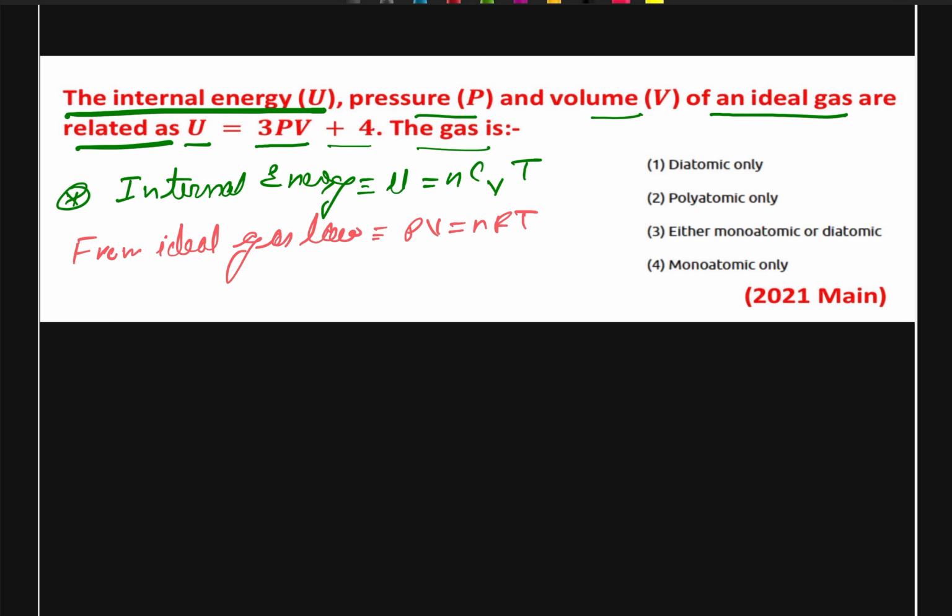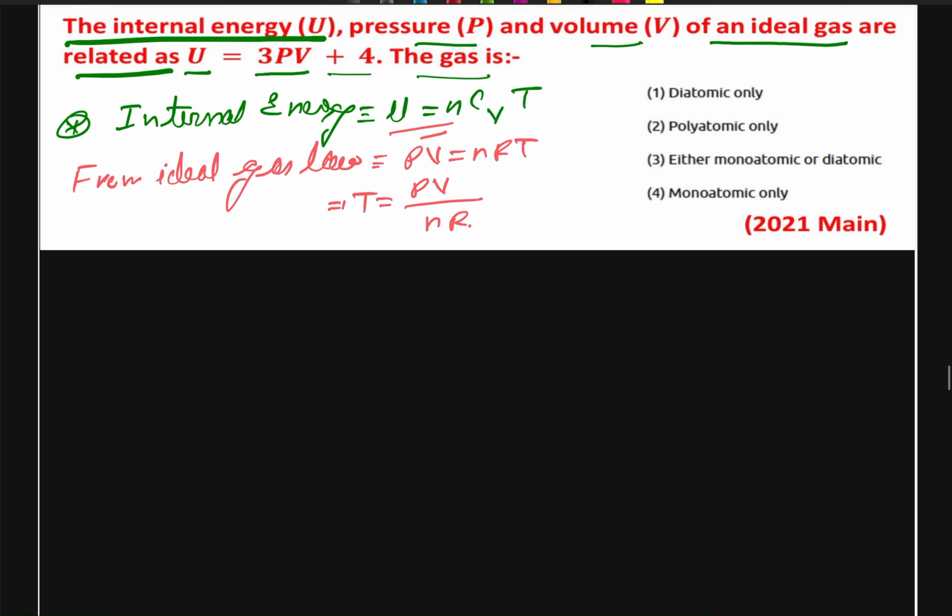So from here we can say that our T is equal to PV upon nR, and we substitute it in our internal energy. So we get that our internal energy, which is n C_V T, comes as n C_V times PV upon nR, and here n and n cancel out, so this comes as C_V upon R times PV.